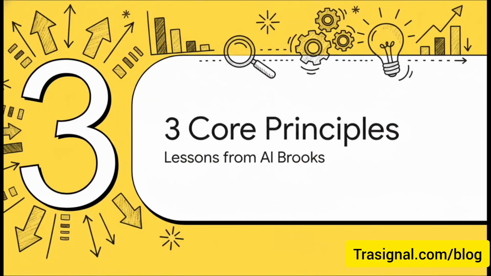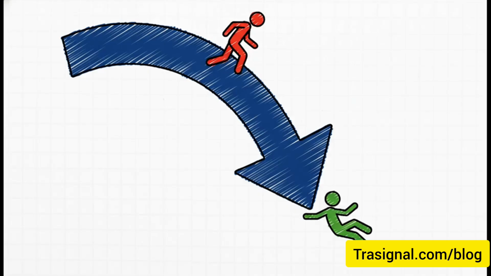Okay, theory is great, but how do we actually apply this? We've gone ahead and distilled Al Brooks's massive body of work into 3 fundamental principles that you can start looking for today. The first and most important principle is to treat the trend like gravity. I mean it. You can try to fight it for a little while, but eventually it is going to pull you down. Trading with it is always the path of least resistance.